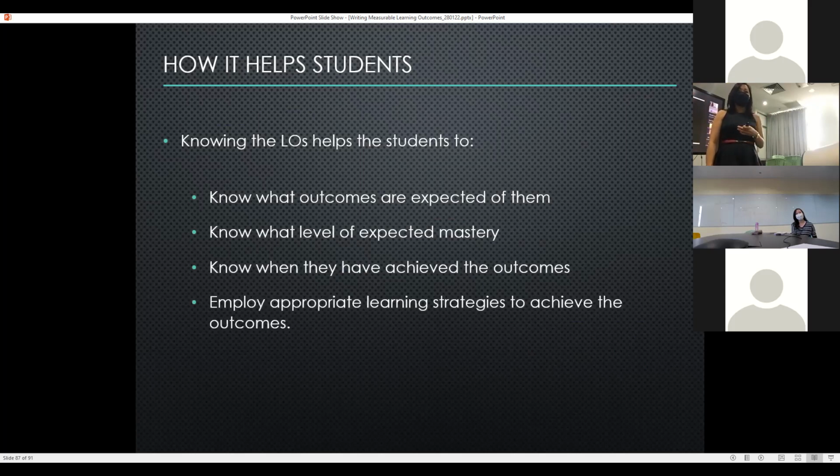And of course, they will be able to employ appropriate learning strategies to achieve the outcomes. So let's say one of the learning outcomes, especially for teamwork and community, is that they need to learn how to work together in a team effectively. For those who do not like teamwork, they better learn how to work in a team. They need to learn certain strategies to communicate with people. If they're very introverted, they've got to learn how to talk to people. Okay?